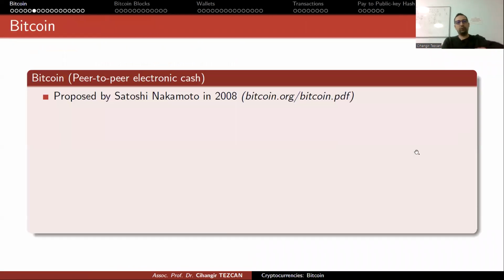All right, so let's move on to Bitcoin. It is peer-to-peer electronic cash. This term is used in the white paper, which was proposed in 2008. You can download the white paper from Bitcoin.org. Just click this link and you will see that it is a very simple document, but it explains almost everything in a very simple way.